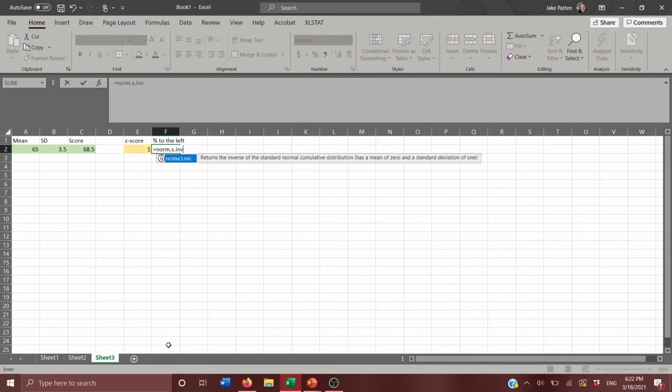This is a little different than other commands that you've used because it's got dots in the middle of it and all sorts of things like this. Whoops. Sorry about that. It is not norm.s.inv. That's for something else. It's norm.s.dist.